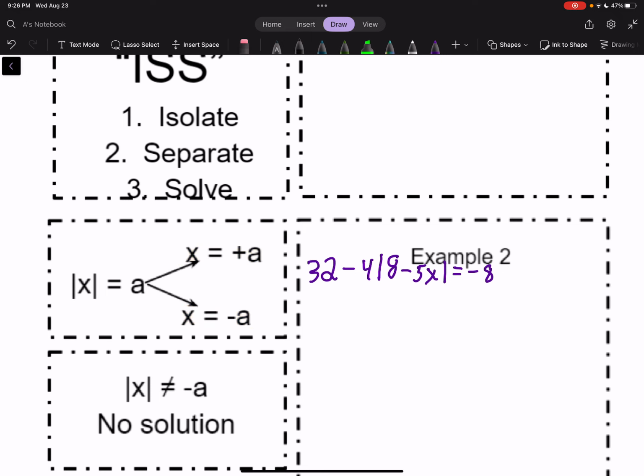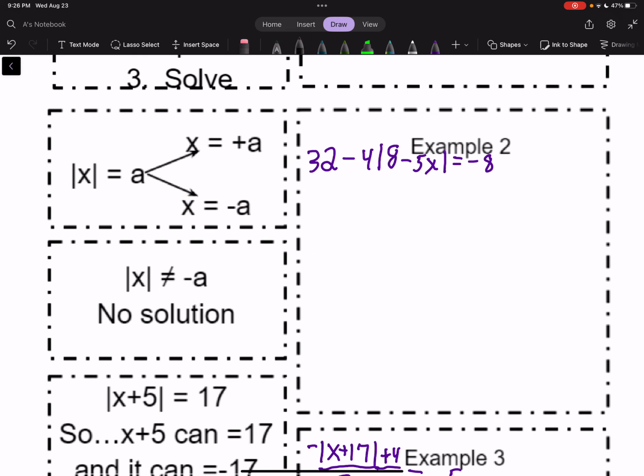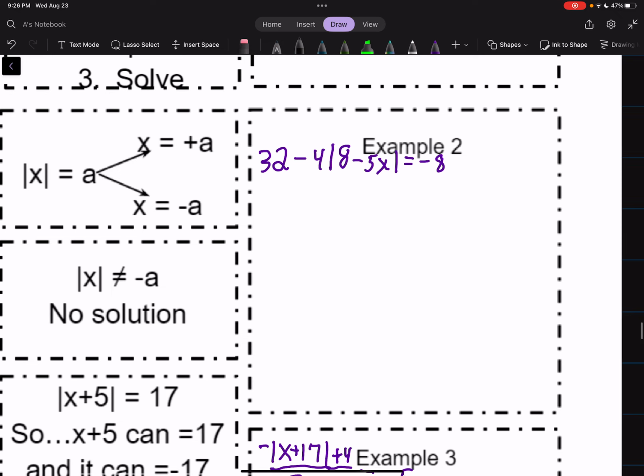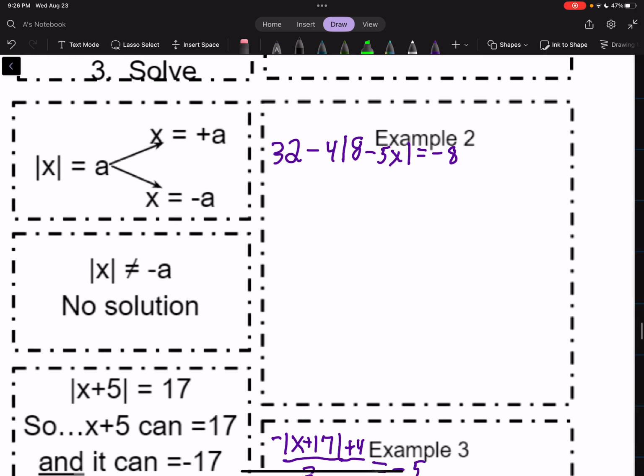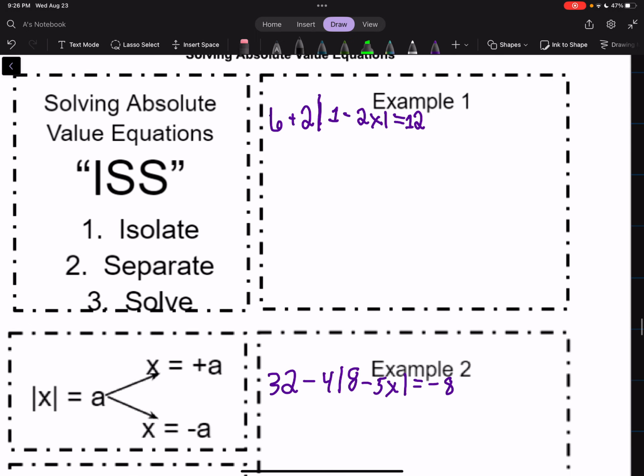Alright, something you need to notice. If you have the absolute value of something is equal to negative a, you have no solution. That is because the absolute value is the distance away from the number. Okay? You cannot have negative distance. I'm going to show you 3 examples and we'll call it a day.